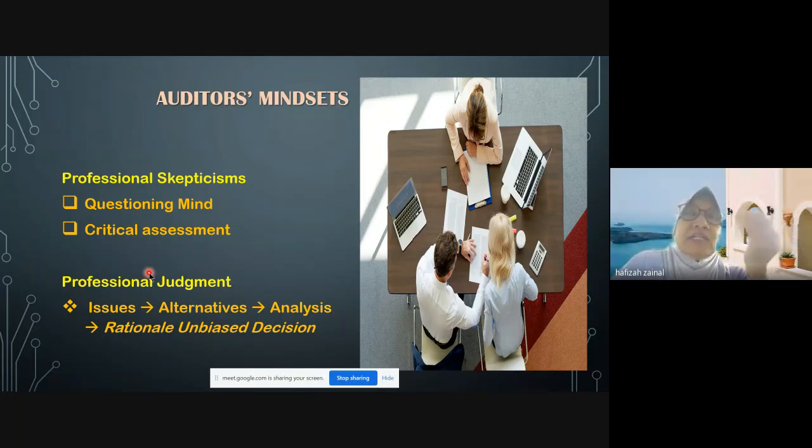basically judgment is to ensure that your mindset in making a decision is unbiased. Okay, so for you to be unbiased, you must be independent and competent. So that is with regard to judgment. So there are two different things, skepticism and professional judgment.